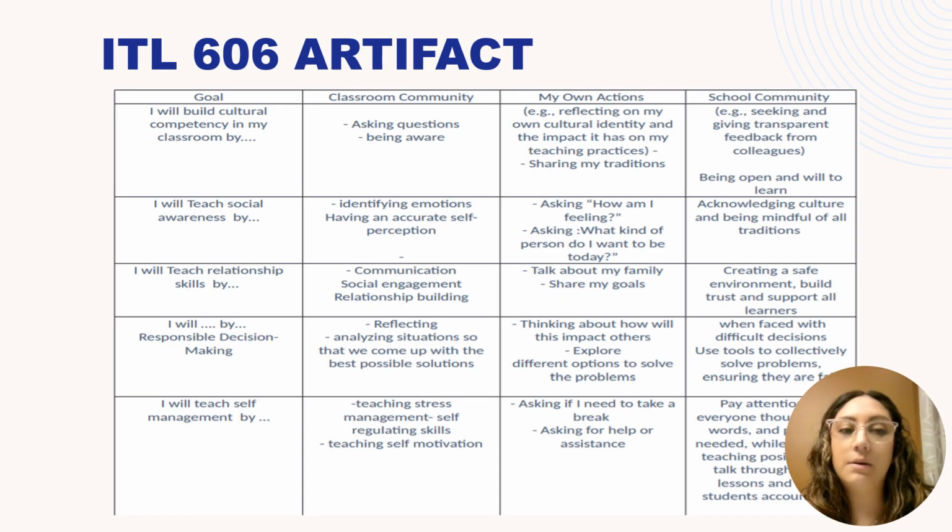This artifact, we explored implementing diversity and inclusion, and we learned through supported articles and studies how teachers can create a safe learning environment that will improve academics. We also explored 4 social and emotional learning cards to discover valuable practices that impact student-teacher relationships. So as you can see, this is like our goals, our classroom community, my actions, and the school community. So this was a table that we created in this course.